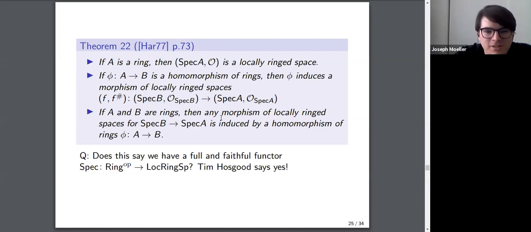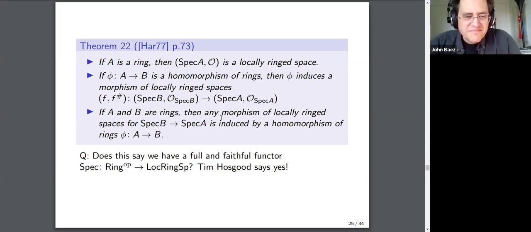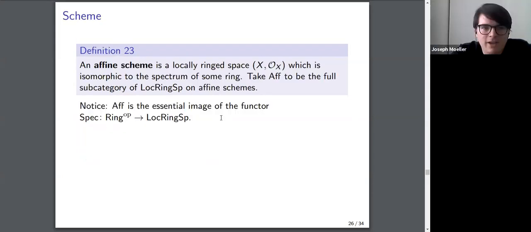This was a question, and I confirmed it with Tim Hosgood. He did confirm that Spec is a full and faithful functor. I don't know why Hartshorne doesn't just say that, but it's basically there. Okay, I am going to talk about schemes now.